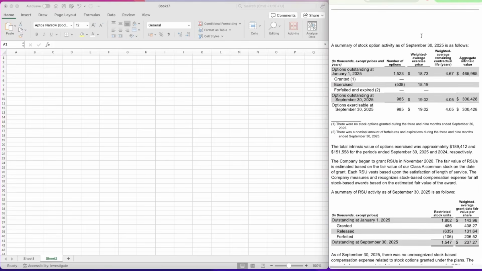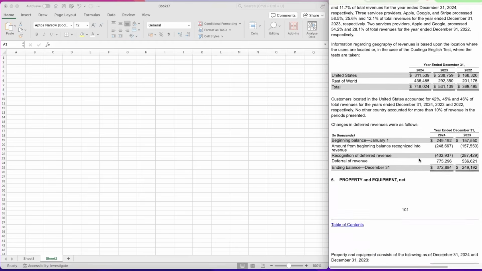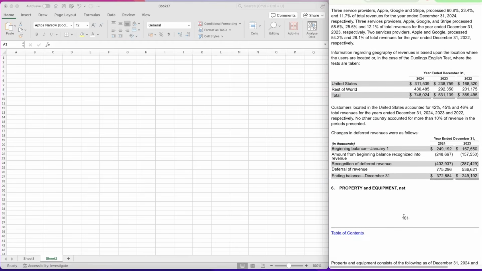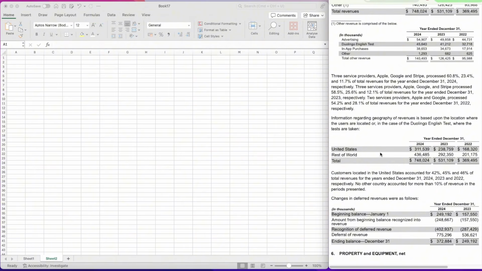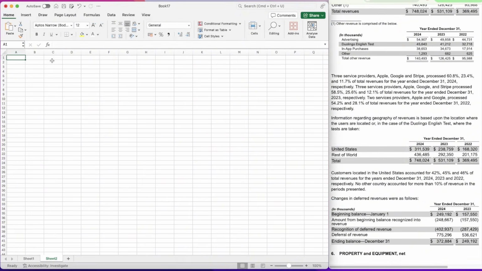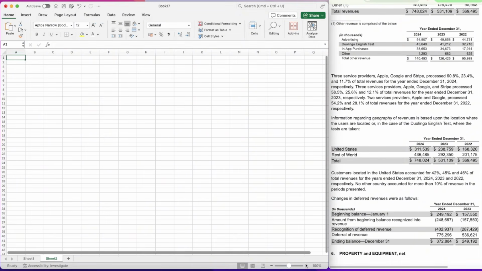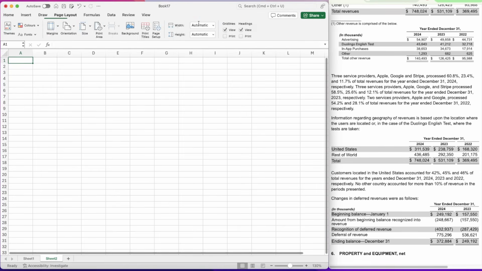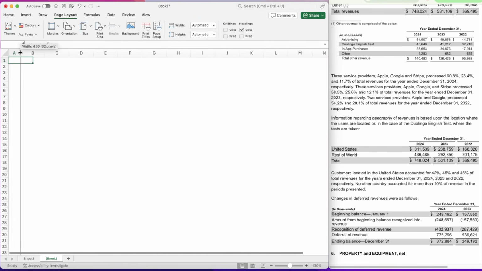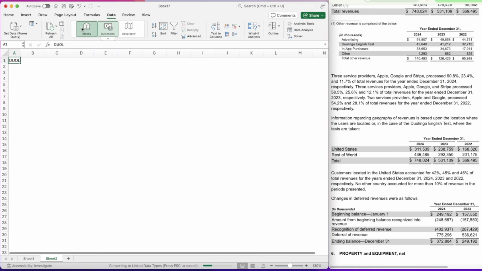So you've opened up your new sheet. Come on your 10K, just come to page 101. And we can see the breakdown here. It's pretty much, let's say 60-40 for rest of the world to US. It tends to break down that way for revenue. So I'll zoom in. As always, remove your grid lines, make column A a bit smaller, put your ticker in there.